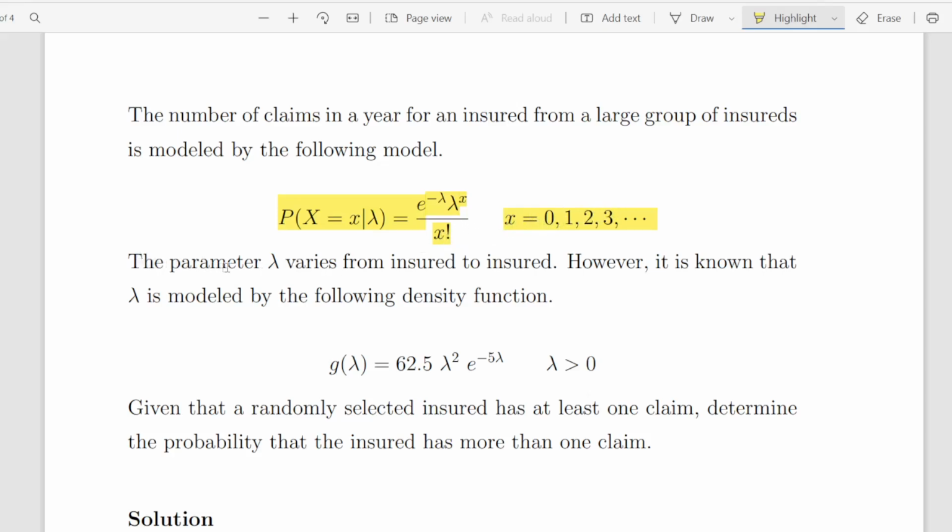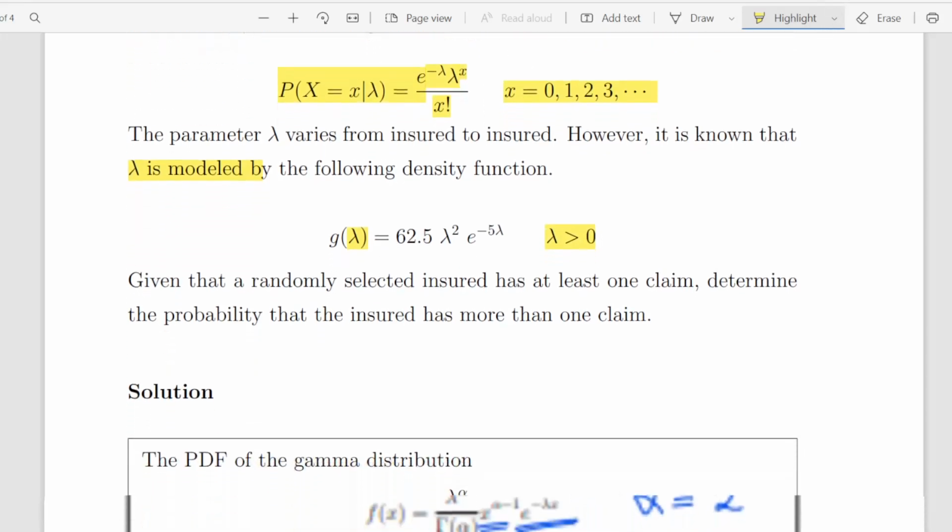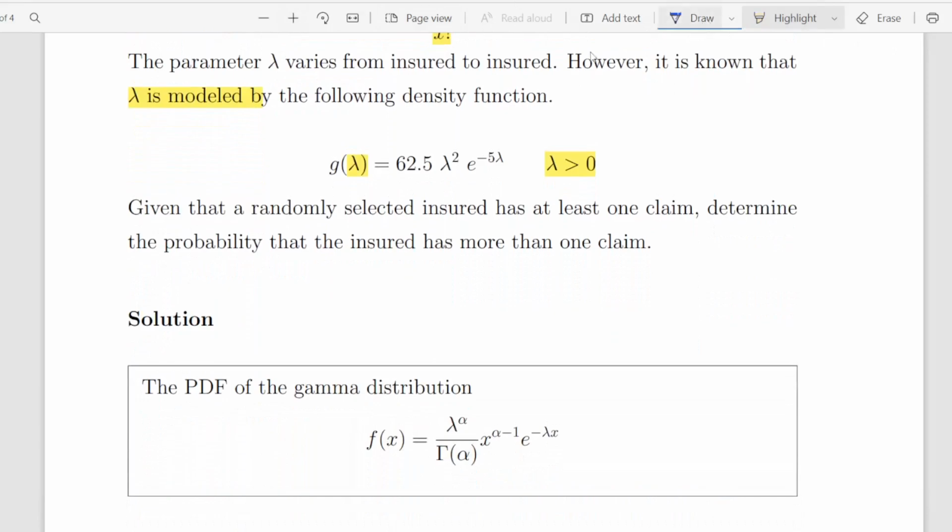Now, the parameter lambda varies from insured to insured. So this is where the gamma distribution comes in. So we have to just double check that. But anyway, so far so good. However, it is known that lambda is modeled by the following probability density function. Now just note that this is actually given in terms of lambda there. So g of lambda equals 62.5 times lambda to the power of 2 times e to the minus 5 lambda, where lambda is greater than 0.